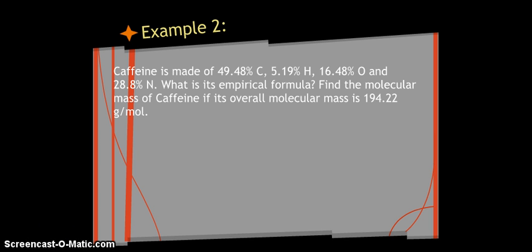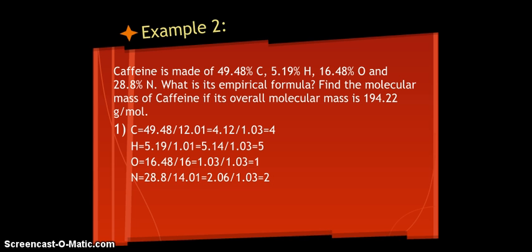Alright, so caffeine is made of 49.48% of C, 5.19% of H, 16.48% of O, and 29.8% of N. What is the empirical formula? Find the molecular mass of caffeine if its overall molecular mass is 194.22 grams per mole.